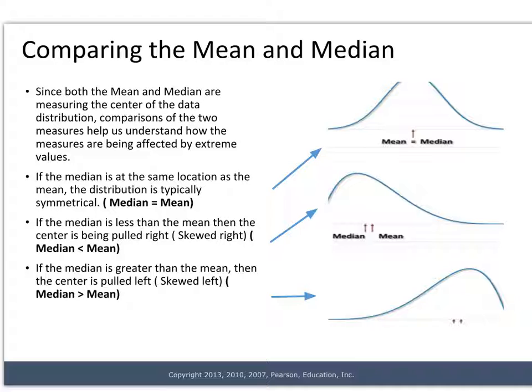So in the examples on the side here, this one is symmetric, this one is skewed right, and this one is skewed left.